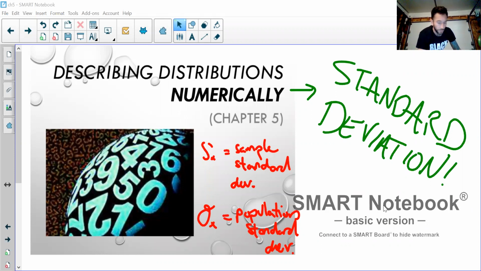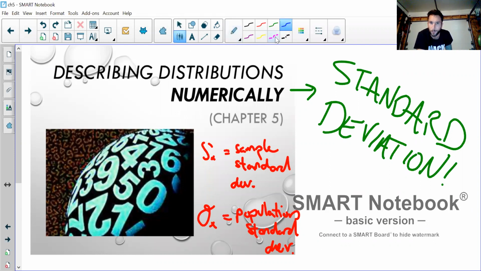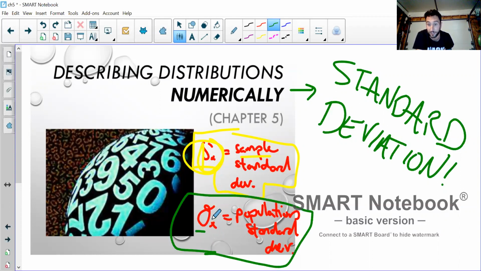Before we jump into what the standard deviation is, there are a couple standard deviations we're seeing on our calculator screen. So Sx stands for the sample standard deviation. And right now in this unit, we're going to be just summarizing a sample of data. So right now, we're only working with Sx. Sigma x, this is the Greek letter sigma down here, represents the population standard deviation.